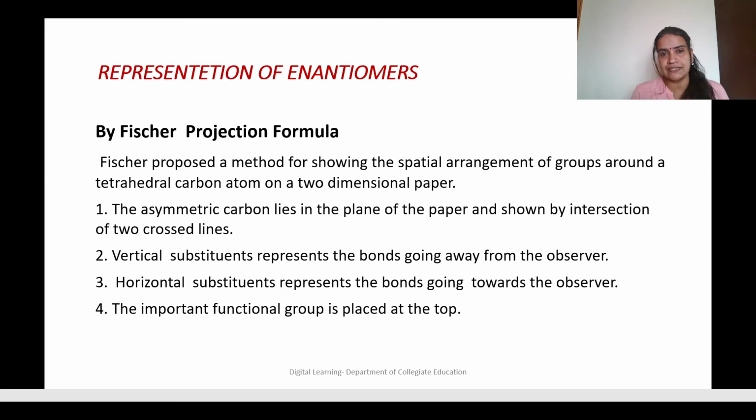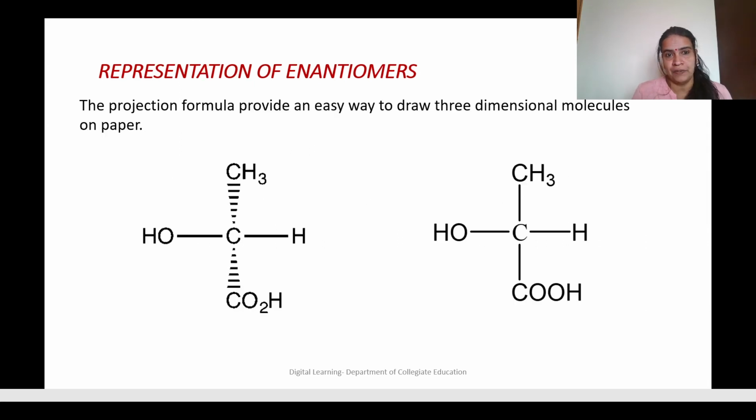For that, Fischer has given an easy way where the asymmetric carbon lies in the plane of the paper and is shown by the intersection of two crossed lines. Then the vertical substituents represent the bonds going away from the observer. Then the horizontal substituents represent the bonds going towards the observer. Then the important functional group is placed at the top.